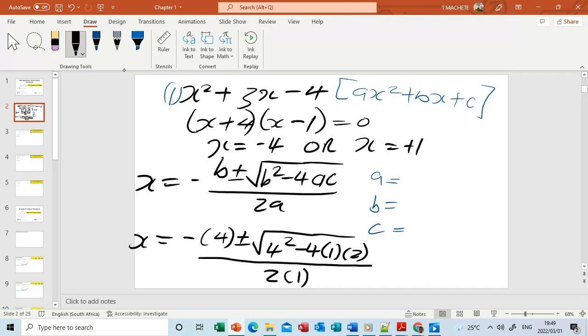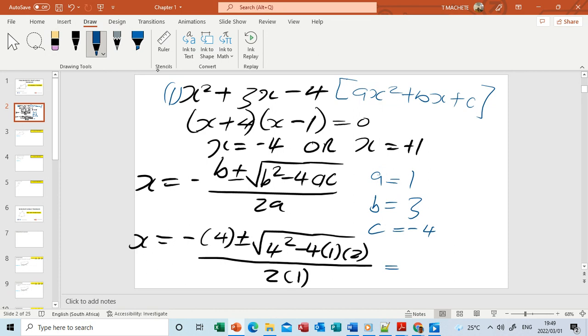That's correct. At least you guys see these things. There's no need for me to do them. It's 1, and then the middle term is 3, and then it's 4. What is this? It's minus 4. Guys, the one that I was doing was going to give you a negative square root here.